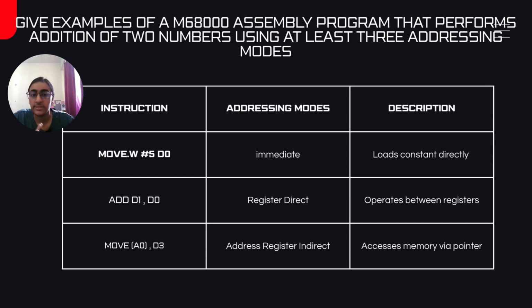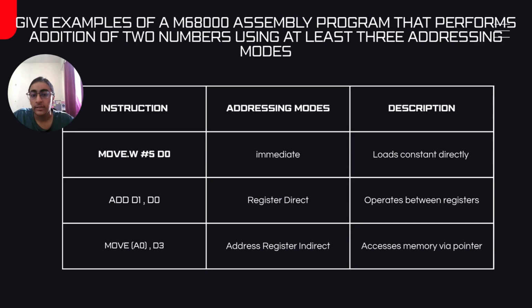Okay, so this page is where I'll be telling you the addressing mode and descriptions for each instruction. MOVE.W #5,D0: the addressing mode is immediate mode. So that would load every constant directly into the instruction.